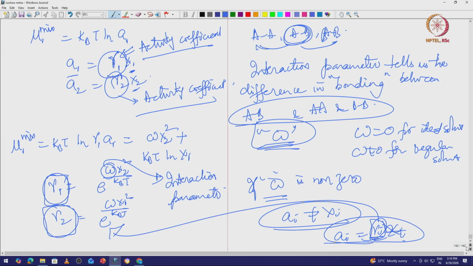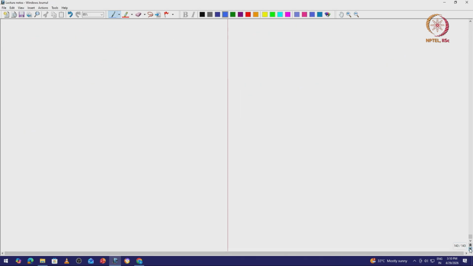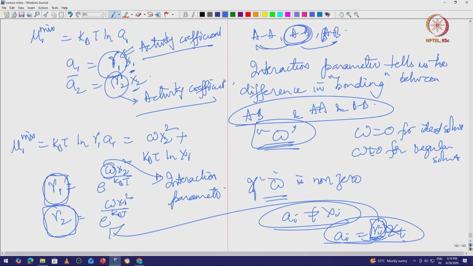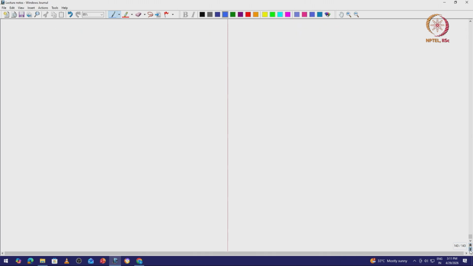What is the idea of activity coefficient and activity in general? For an ideal solution, however, it does not matter, right. So, looking at these equations, you can say that for an ideal solution, AB is the same as AA is the same as BB, the bonding is similar. So, for an ideal solution, interaction parameter is 0, right. So, the bonding is similar, and so activity and composition are one and the same. But for a non-ideal solution, they are not the same.